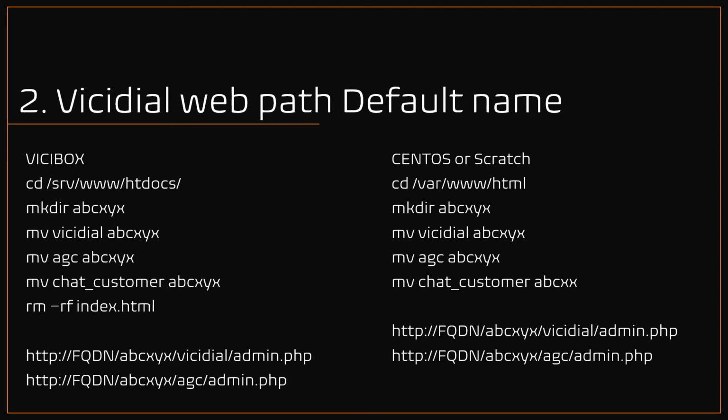That is, http://server/ip/abcxyx/vcdial/admin.php. Note, the folder name abcxyx is just an example. Use a complex name and share the same with the users who want to access your dialer.